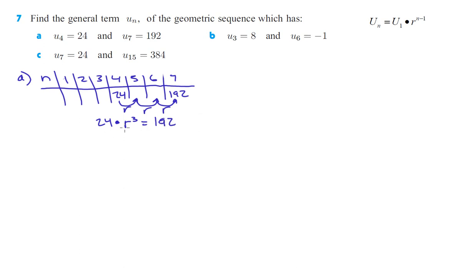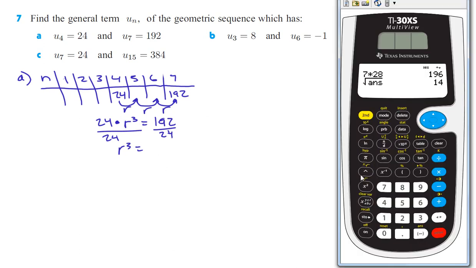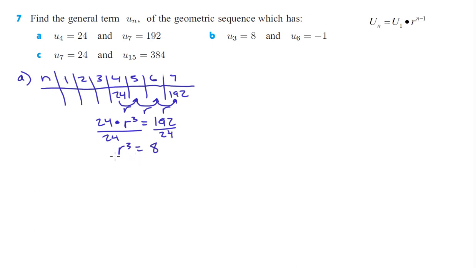Okay, so we want to figure out what r is, so we divide both sides by 24. We take 192 and divide it by 24, and we get that r cubed is 8. To figure out what r is, we have to get rid of the cube, so we cube root both sides, and that's going to give us that r is 2. So we now know that we're multiplying by 2 each time when we go to the right.